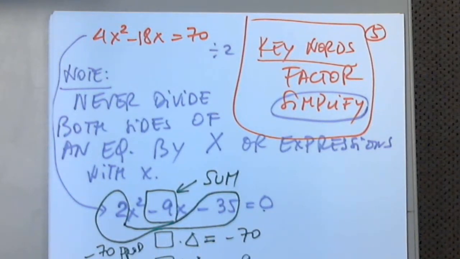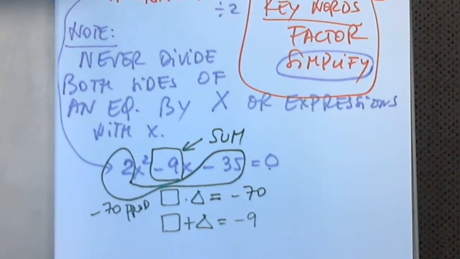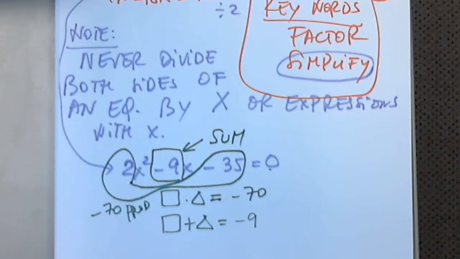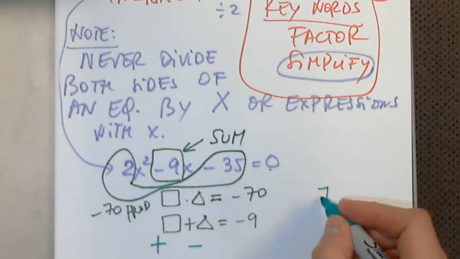So let's try to find two numbers whose product is negative 70 and whose sum is negative 9. So let's analyze something first. If the product of the two numbers is negative, am I looking for two positives, two negatives, or one positive and one negative? One of each. Do you all agree? There is no way two negatives will give me a negative or two positives will give me a negative. So I'm looking for a positive and a negative. Perfect.